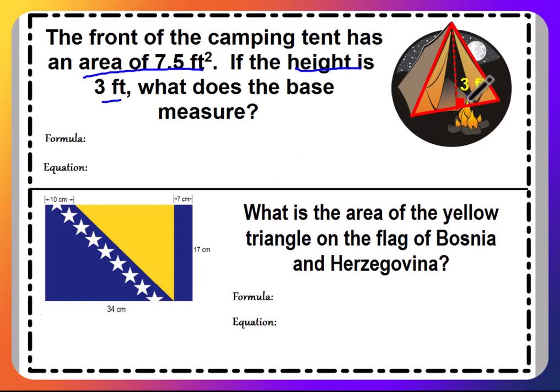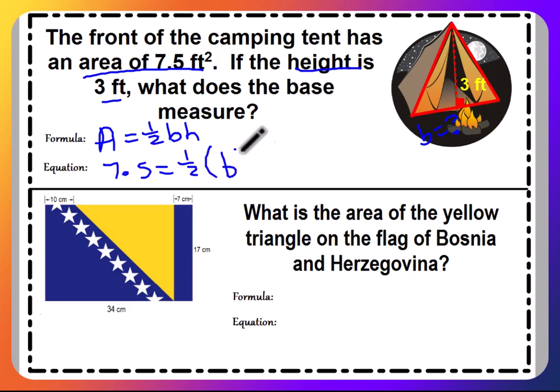So we're given the height, we want to know what the base equals, and we know the area. Formula: area equals 1/2 base times height. Equation: substitute everything in. We do know A, the area, so it's going to be 7.5 equals 1/2. Do we know the base? Nope, it stays a B. Do we know the height? Sure, 3. There we go. And now we're ready to solve it.